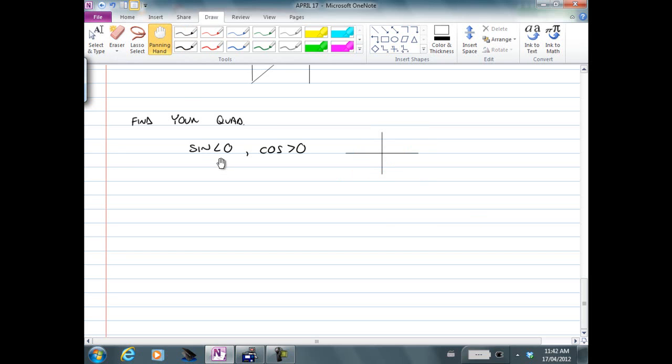Sine is less than 0. I want you to put a check mark in all the quadrants where sine is less than 0, here and here. Put a check mark where cos is greater than 0, here and here. What check mark do they have in common? Quadrant 4. And that's your answer. Hey, bonus marks. So when you get these questions, they're like bonus marks.